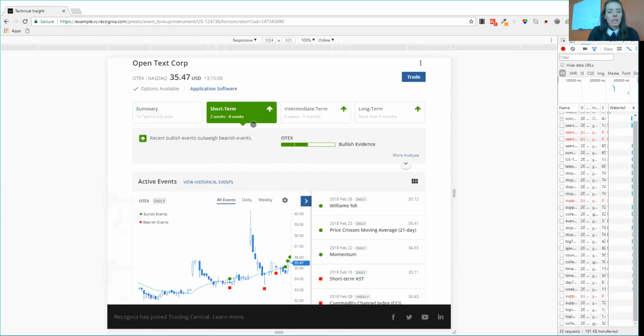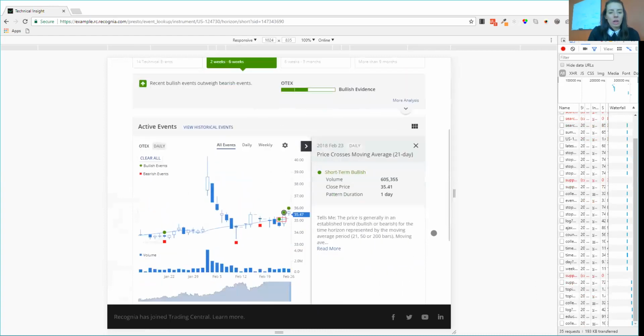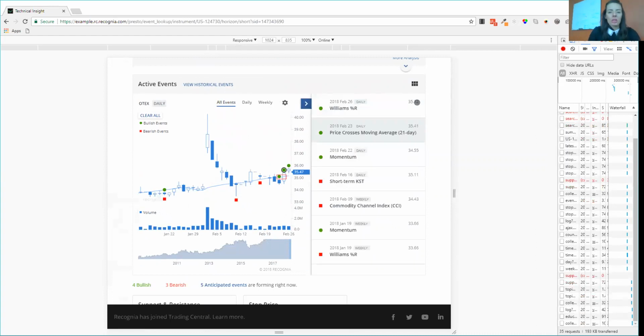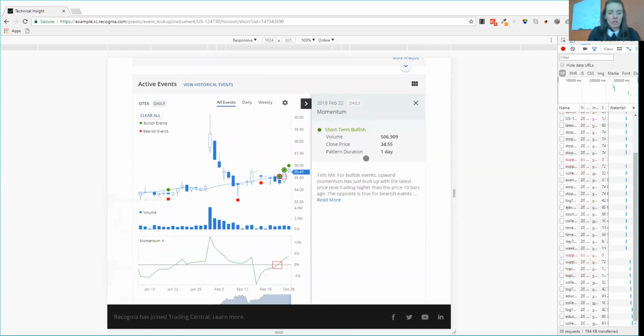So for example, here I'm looking at this company. I can take a look at the daily chart and how recently we've seen the price cross a moving average. I have this easy zoom feature, which allows people to get in close and take a look at exactly how that penetration on the chart occurred. Meanwhile, I can layer that with additional analysis. So I'm going to select this momentum technical event that occurred on a daily chart.